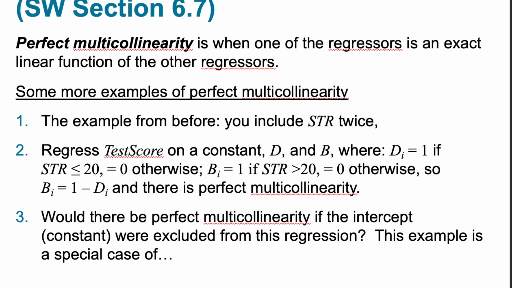We can ask, would there be perfect multicollinearity if the intercept were excluded from this regression of test score on D and B? The answer is that no, there would not be perfect multicollinearity. This example is a special case of using one of these variables as the constant regressor to represent the intercept.